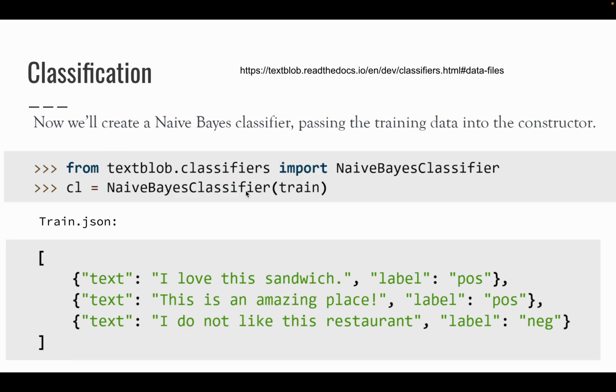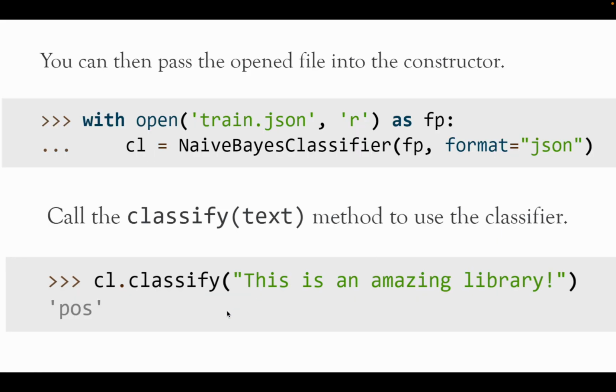The other way is to create a JSON file, so you can call it train.json, for example, and format it like this, okay? And then you can pass the open file into the constructor like so. And then after you do that, you can call the classify text method to use the classifier. So you can classify this sentence here and get the label positive.